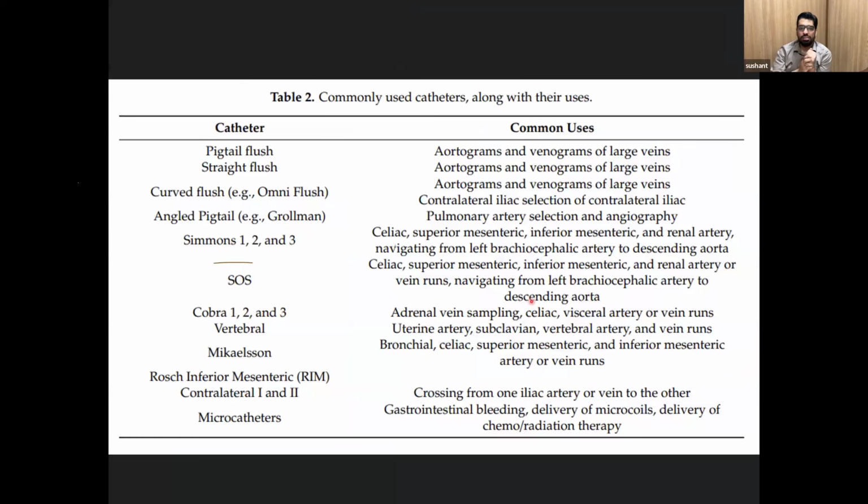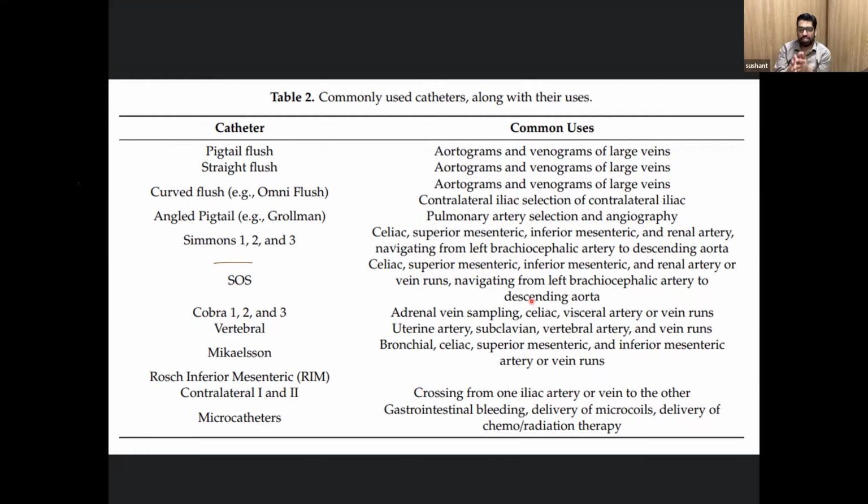Depending on this, the pigtail can be used for aortograms. For larger vessels, straight flush catheters or curved flush catheters can be used. Flush catheters always have multiple side holes. These are not end hole catheters. The end hole catheters, like Cobra catheters or Michelson or Simmons catheters, are used for selectively cannulating and taking selective arteriograms like celiac, superior mesenteric, and inferior mesenteric.